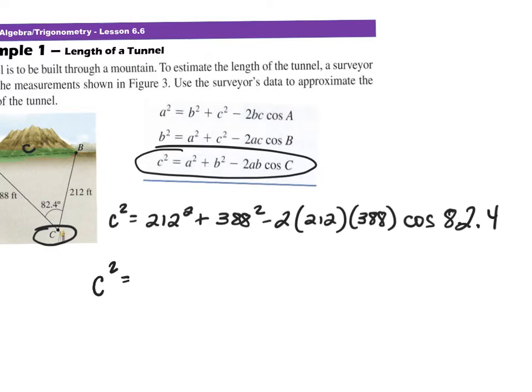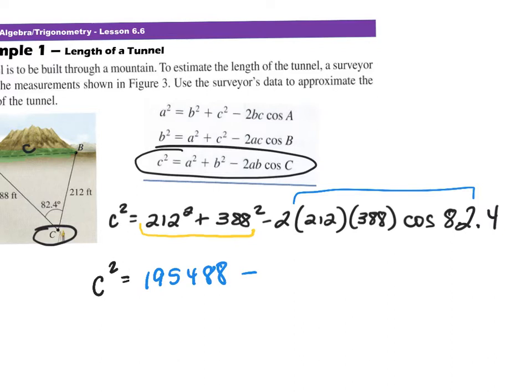So I'm going to do this part first. In my calculator, and guys, remember, we need to be in degrees, so I'm going to say 212 squared plus 388 squared. Okay, can somebody work along with me so we make sure we get our numbers right? I have 195,488 minus, now I'm going to do all of this together. So in my calculator, I'm going to say 2 times 212 times 388 times the cosine of 82.4.